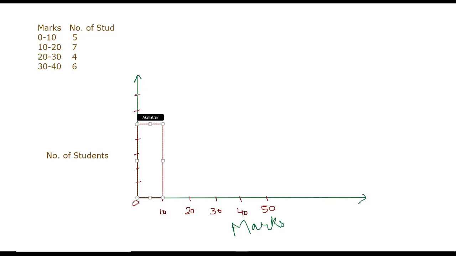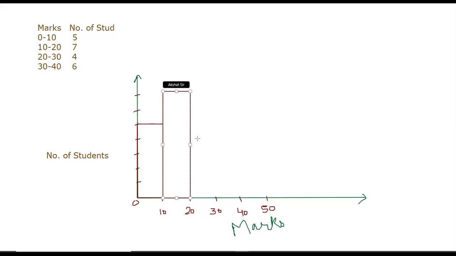Then 10 to 20, we have got 7. So we'll be making a bar of 7. This is going to be adjacent to the previous one. Now this is the difference. In bar diagrams, your bars were equidistant, but in a histogram they are adjacent. Why? Because the first class interval is ending at 10 and the next class interval is immediately starting from 10. That is why your bars are adjacent to each other.